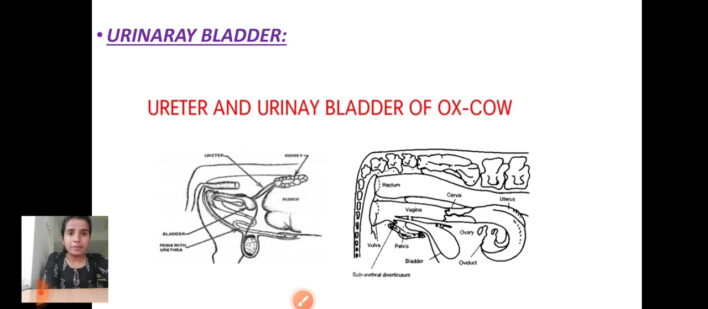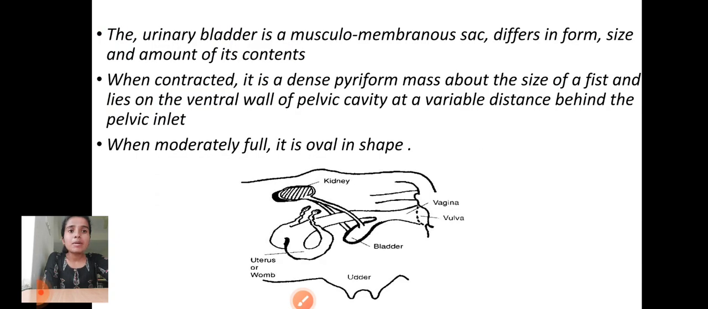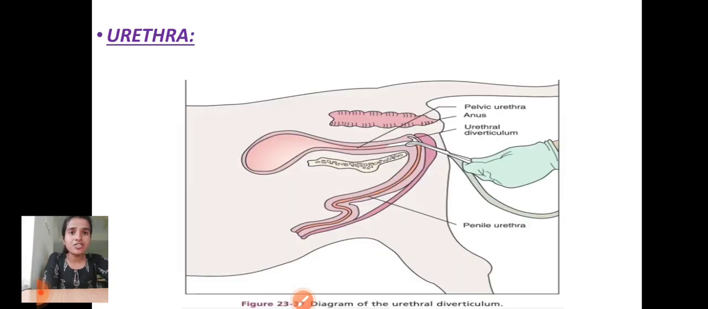Urinary bladder. The urinary bladder is a musculomembranous sac. It differs in form, size, and amount of its contents. When contracted, it is a dense pyriform mass about the size of a fist and lies on the ventral wall of the pelvic cavity at a variable distance behind the pelvic inlet. When moderately full, it is oval in shape.